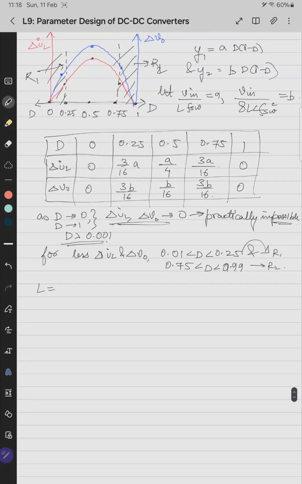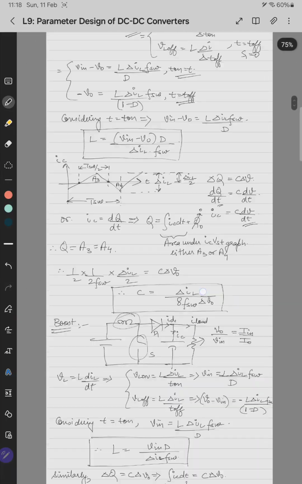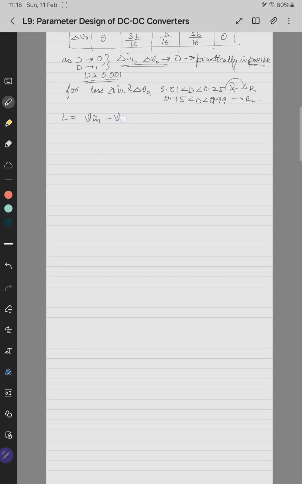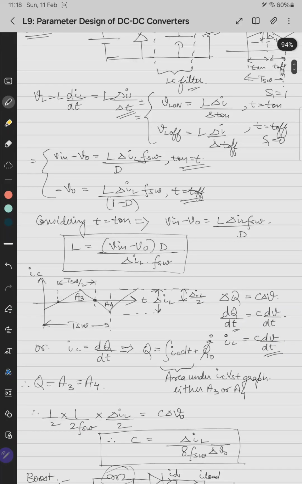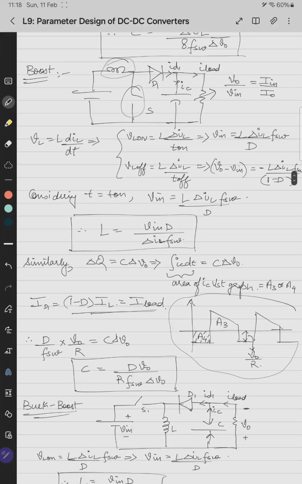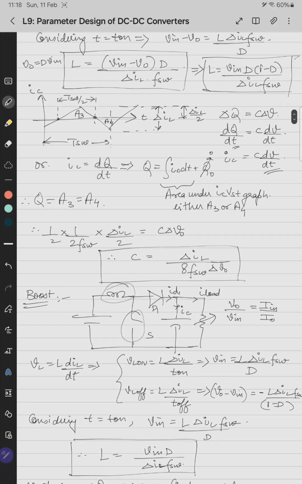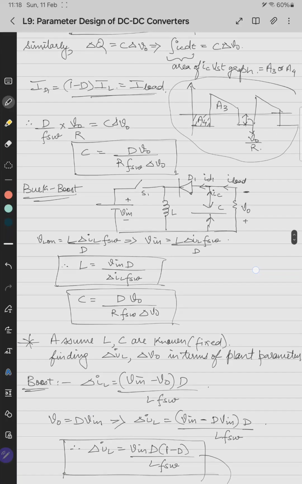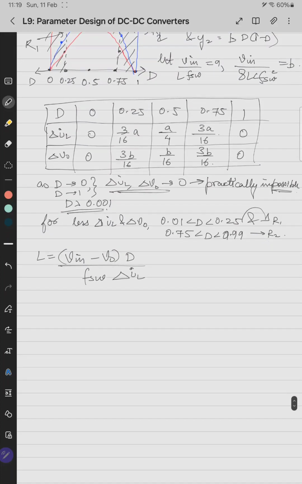Now we know L for the buck converter: it is V in minus V naught into D by F switching into delta IL. Even this equation can be further simplified. We can write V naught as D into V in. So again it will be V in into D into 1 minus D divided by delta IL into F switching. For the boost converter and the buck-boost converter there is no need to rewrite, because there is no V naught term, which is V in into D into 1 minus D by F switching into delta IL.